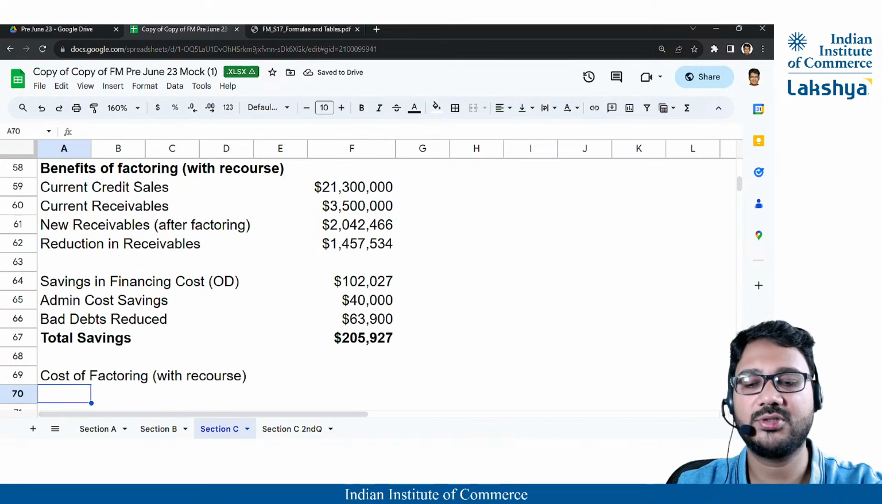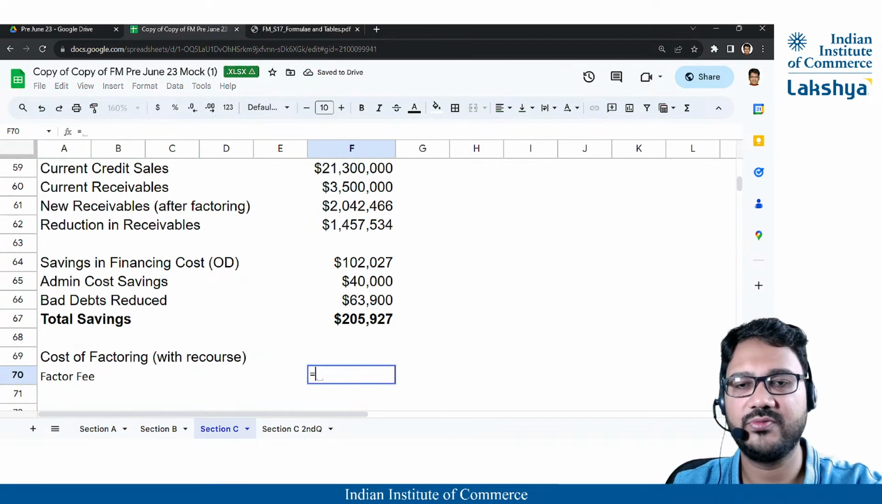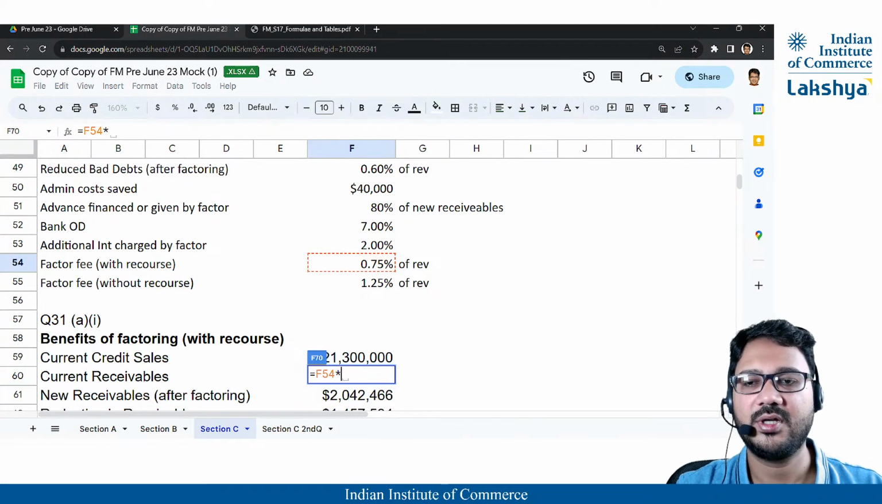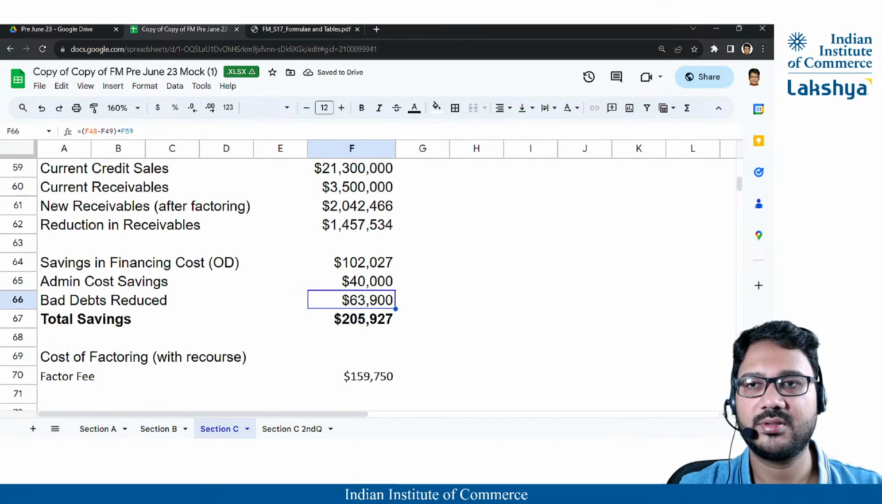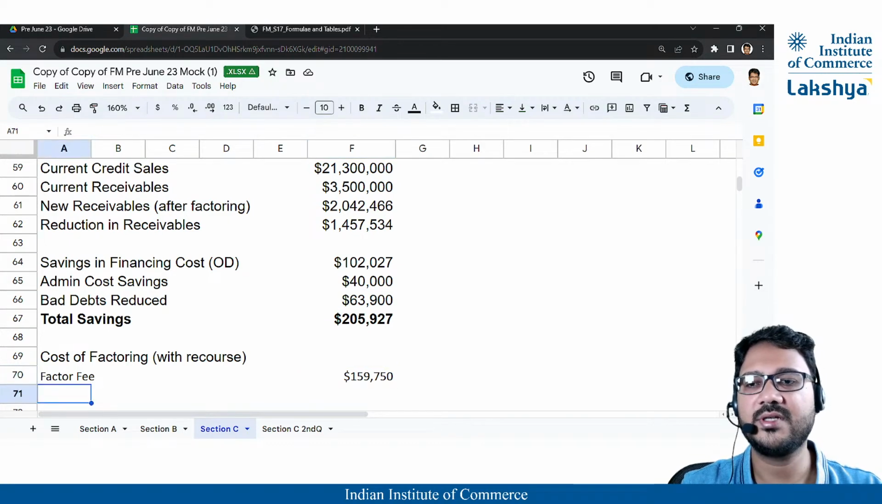So what are our costs? We are going to pay a factoring fee. Now since this is with recourse, we are going to pay 0.75% of the revenue. Revenue is this much. All right, so okay, I'll format it later, but this is our factor fee.